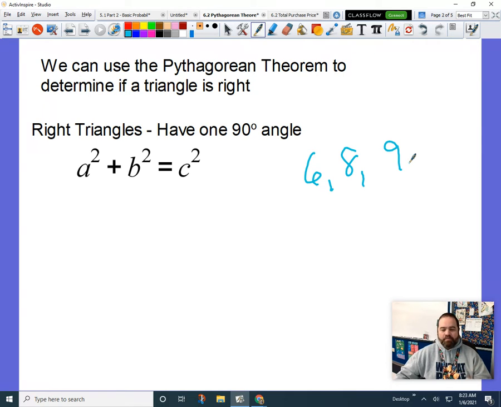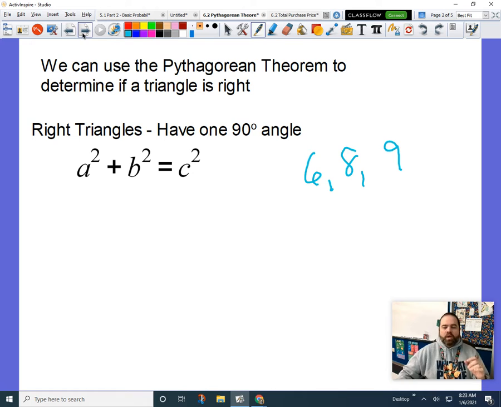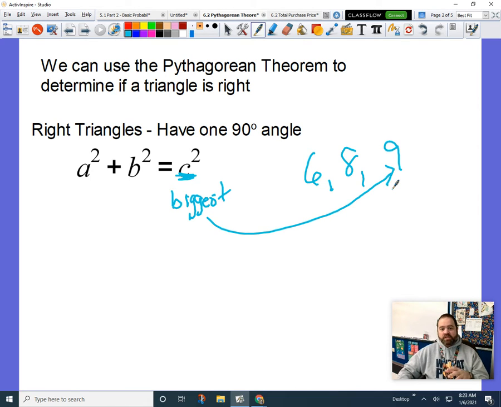Now, for this to work, you have to have this idea in your head that the hypotenuse in your triangle, the one across from the right angle, is always the biggest side. So when I'm plugging these numbers in, you have to make sure that you put the right number in the C spot. I know this is the biggest because it's the hypotenuse, so that spot is going to be reserved for the biggest number in the set of the three.